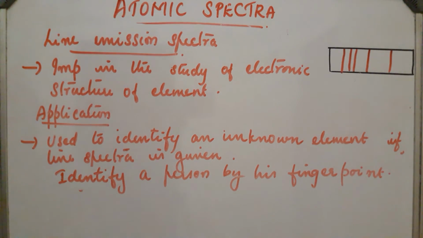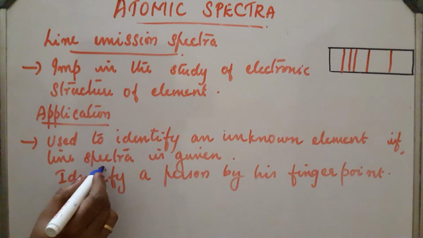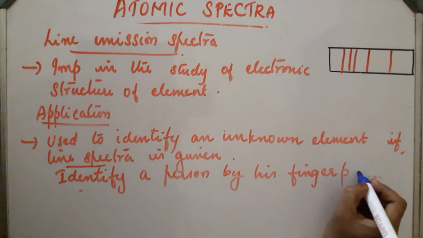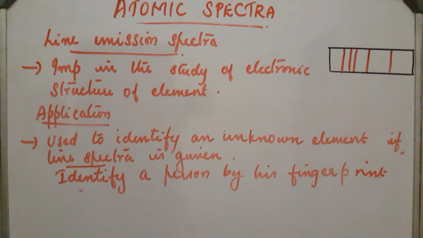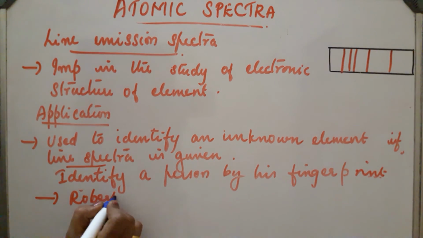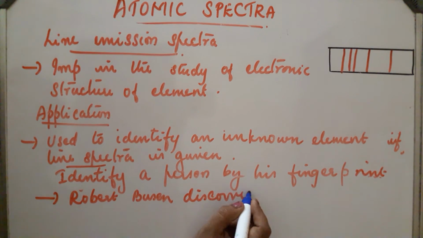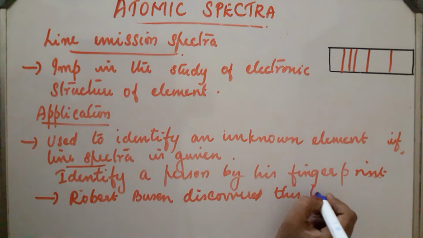Like this, we can identify an unknown element by using its line spectrum. How can we identify? By matching the line spectra of the unknown element with a known element. If the line spectra are the same, the element is the given compound. So this shows that the line spectra of an element will never repeat, just like the fingerprint of a person. This property was discovered by Robert Bunsen, to identify an element.